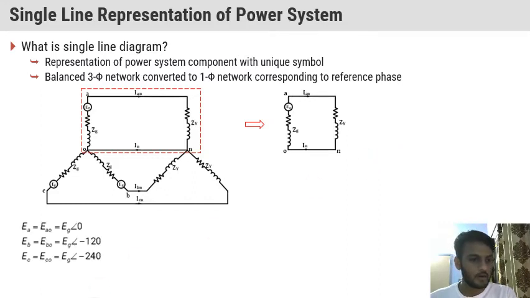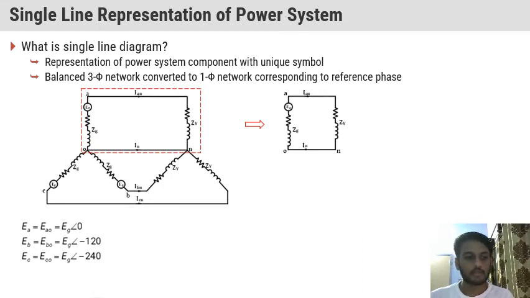This is some assumption. EA is equal to EA0, which is equal to EG at an angle of 0 degrees. Then we have the B phase voltage, which is called EB0, or EB naught. Sometimes O is termed as naught, as well. Some foreign authors say it as naught. So EB0 is equal to EG at an angle of minus 120 degrees.